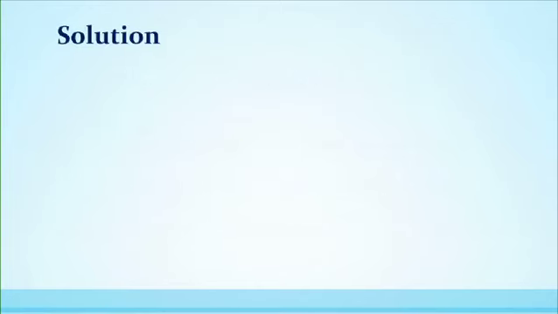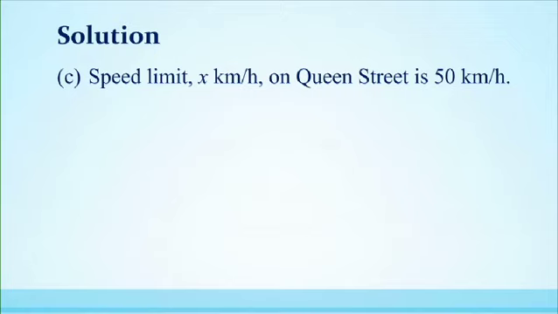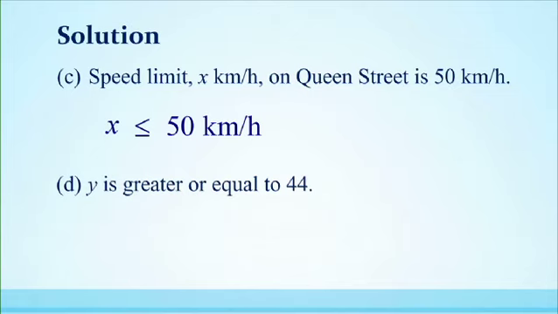Part C, the speed limit x kilometers per hour on Queen Street is 50 kilometers per hour. So it will be x, which is less than or equal to. You need to be careful here. It's less than or equal to 50 km per hour. Part D, y is greater than or equal to 44. So that's y, the inequality sign for greater than or equal to, and 44.